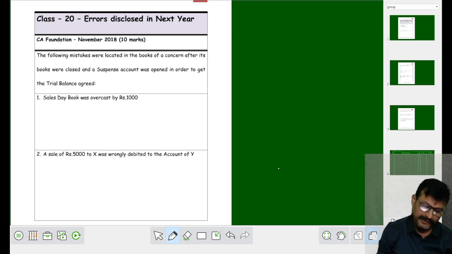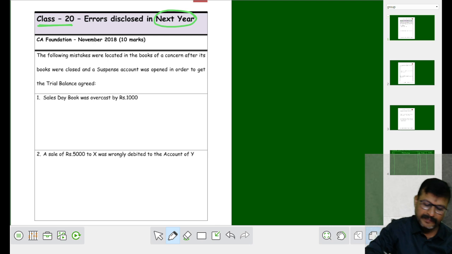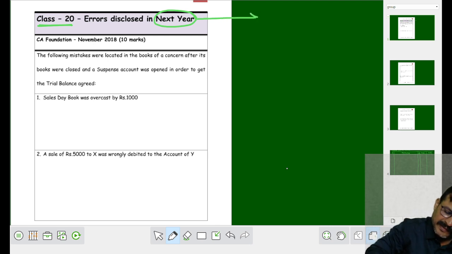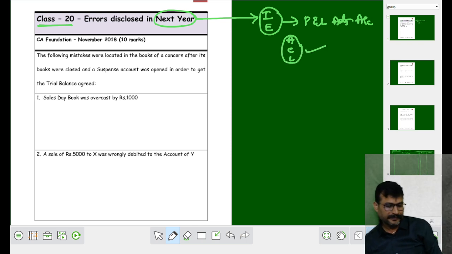Now we are in class 20. This problem belongs to errors disclosed in the next year. Please remember, when errors are disclosed in the next year, in the place of income and in the place of expenses, we have to use profit and loss adjustment account. But it should not be used in case of asset, capital and liability. You keep them as they are.